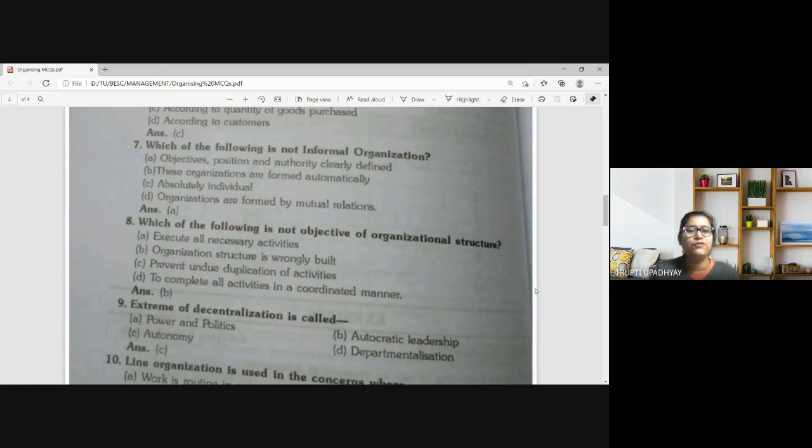They are automatically formed. They are absolutely an individual's choice. He has to join the group or not. And obviously the mutual relations between the employees.